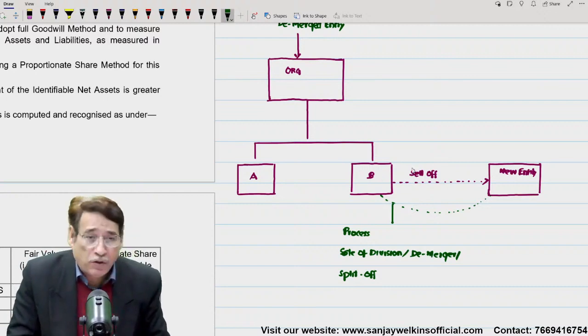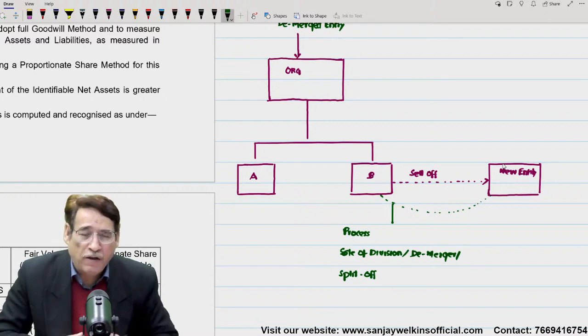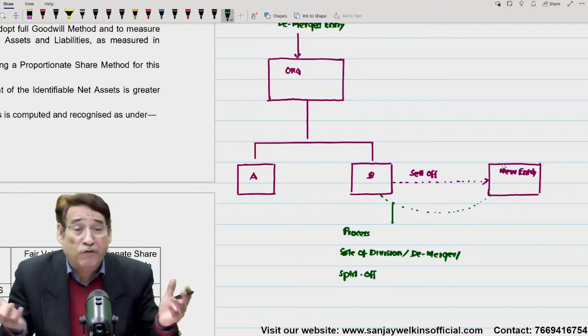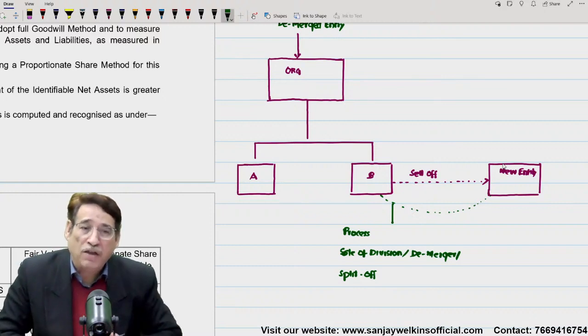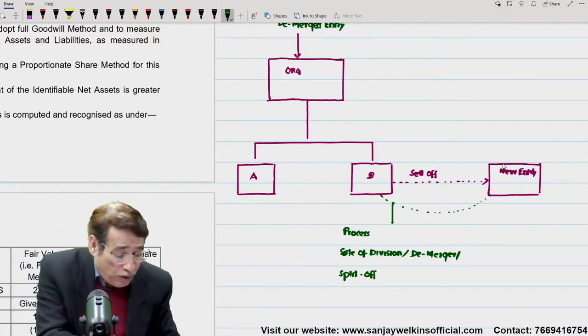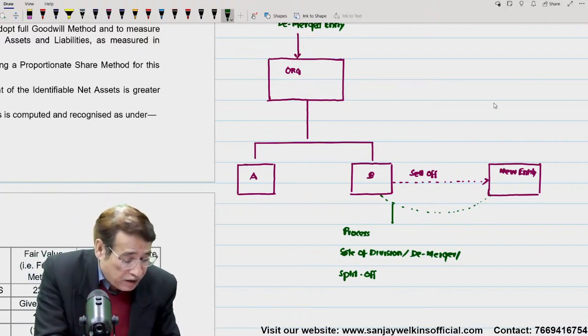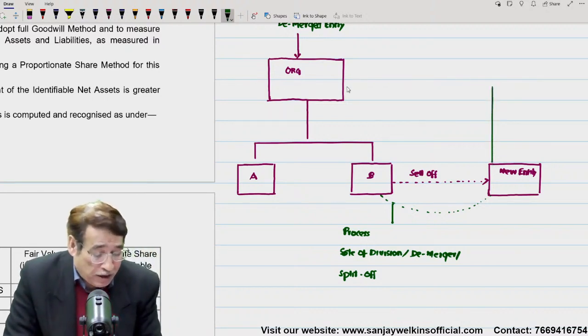Now, when we are going to sell this division to a new entity, obviously, each one of you knows that we are not going to transfer the division free of cost. Obviously, the new entity will give us some consideration. Is it clear to you? Now, the new entity may decide that it will give the consideration directly to the demerged entity.